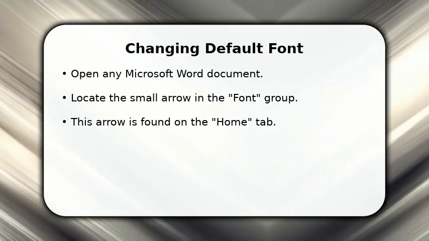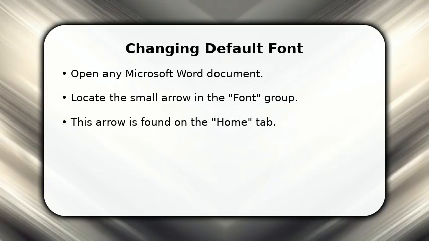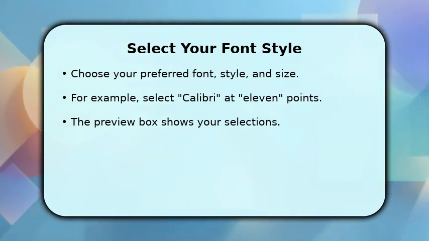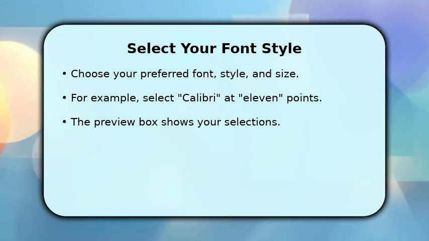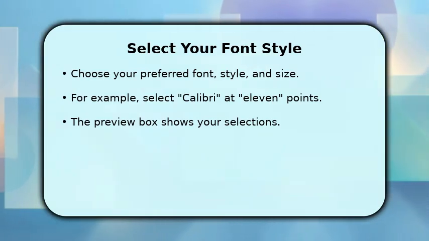This action will open the font dialog box, where you can begin customizing your settings. Once the font dialog box appears, you'll see various options. Here, you can select your desired font style and size. For instance, you might choose Arial as your font, Regular as the style, and 12 points for the size.